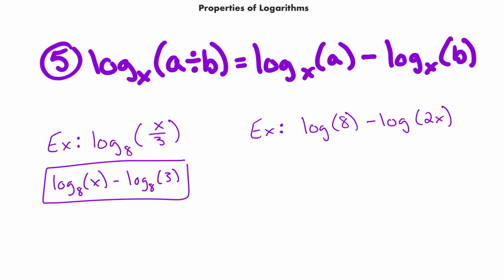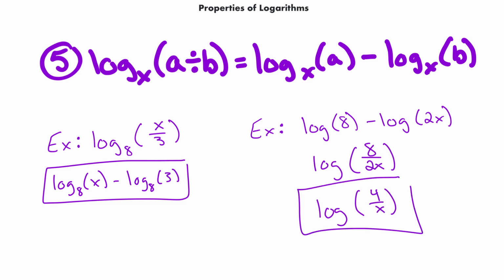More often than not, you're going to see problems like number 2, log of 8 minus log of 2x. Remember, I do not have a logarithm base written here. That means we assume it's a 10. This will turn into log of 8 divided by 2x. That is simplifiable because you can divide a 2 into an 8. That gives me log of 4 over x as my final answer.